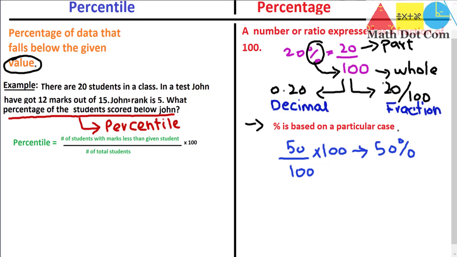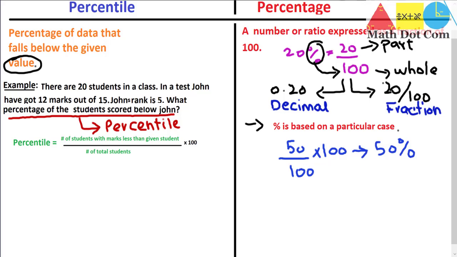Keep this in mind, rank plays a very important role in the percentile. It means you are at which position in the class based on your marks that you have secured. So here John is at the position of 5. It means John is in the top 5 positions. So he has got 12 marks out of 15.